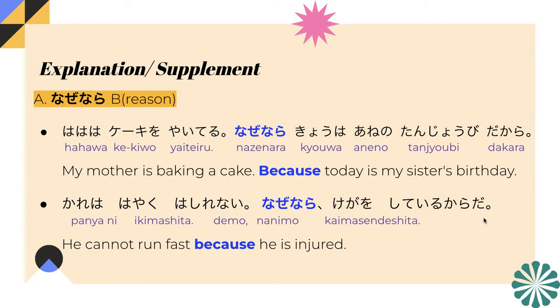The next one is なぜなら. This is the formula: phrase A, なぜなら, phrase B. B is normally the reason. So let's try that with examples.